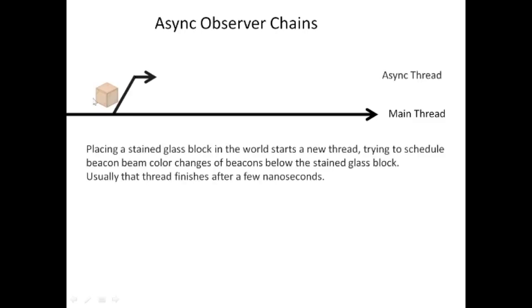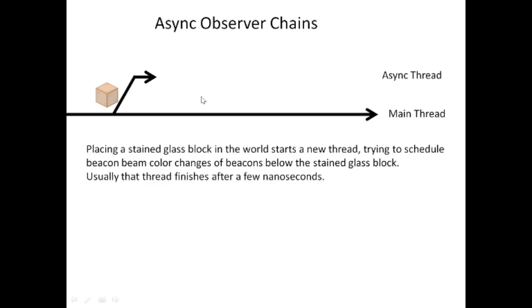Namely, if you place down a stained glass block, then the stained glass block will, for some strange reason, start a new thread. And on that new thread, it will check for beacon blocks below itself and will schedule that these beacons are supposed to change their beacon beam colors or something. And this, for some reason, happens on a different thread than the main thread, and it runs in parallel to the main thread. Usually, this doesn't take long because it just checks like 250 blocks below itself, and then the async thread is done again. So usually, this new thread, which gets started by the stained glass block, only lasts a few milliseconds or nanoseconds. I don't know actually how long it lasts, but it's usually very short.